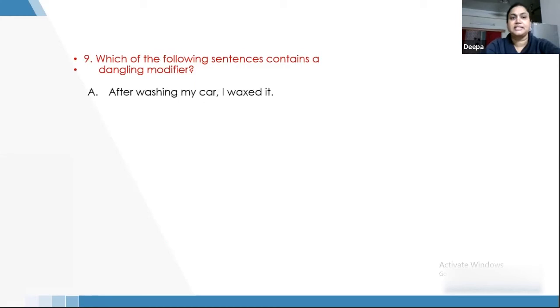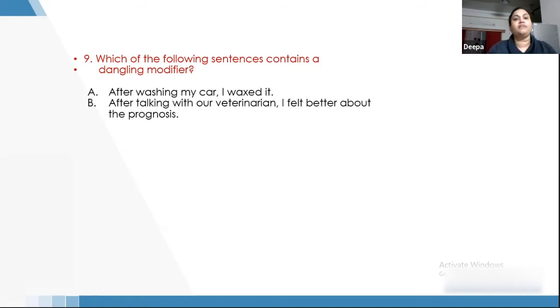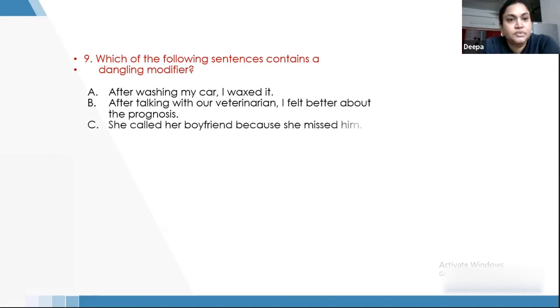Which of the following sentences contains a dangling modifier? After washing my car, I waxed it. After talking with our veterinarian, I felt better about the prognosis. She called her boyfriend because she missed him. C. In this, we have a dangling modifier.